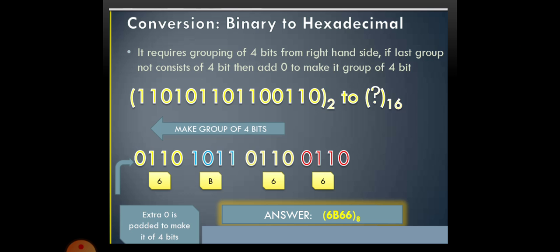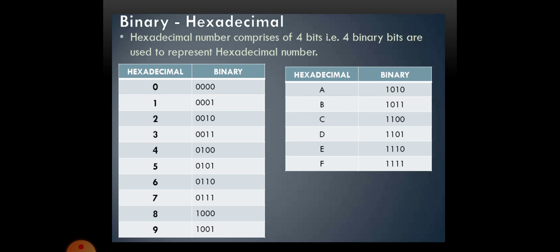As we all know, 2 can be represented as 10. And 3 can be represented as 11. In binary, 4 can be represented as 100, and 5 can be represented as 101. Like that it goes on.